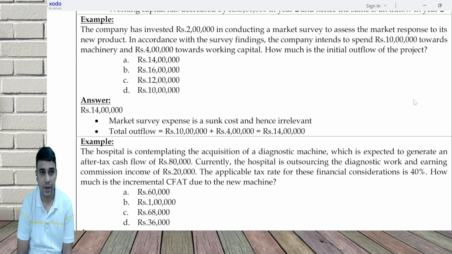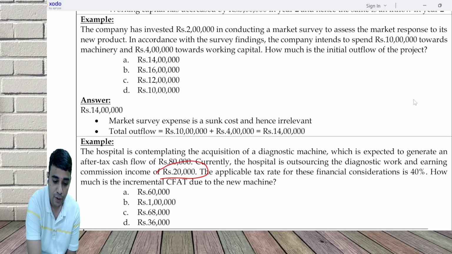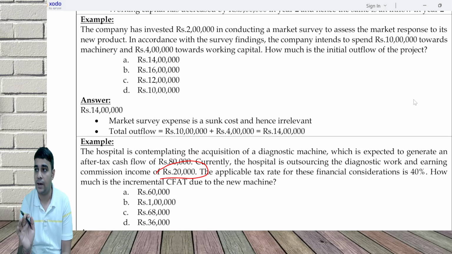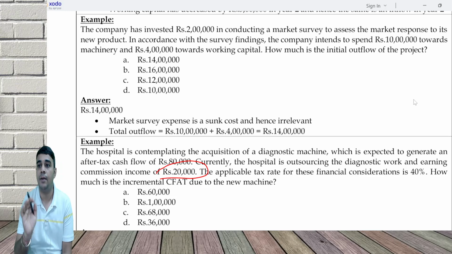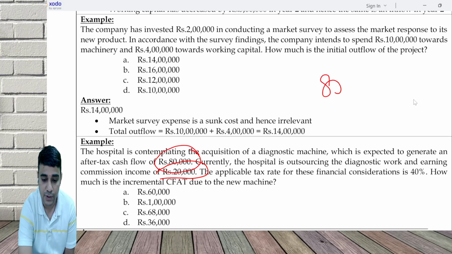It's not 80,000 minus 20,000. I told you, opportunity cost before tax, after tax. The wording used is commission income of 20,000. They have never mentioned whether this is before tax or after tax. Normally it is before tax. If I tell you I earn a rental income of 1 lakh, you'll understand rental income is before income tax. So first I convert this: 80,000 divided by 0.6.